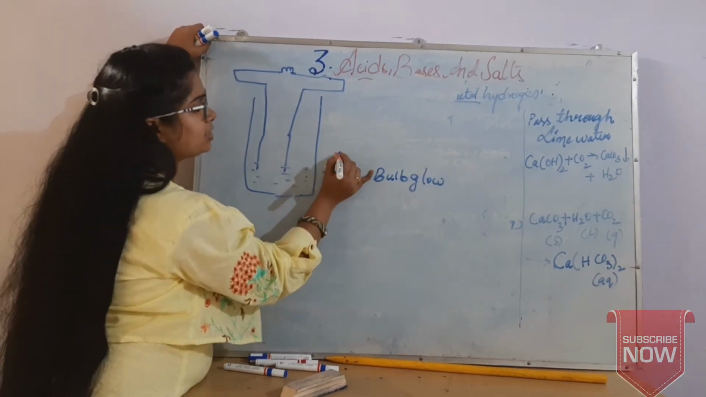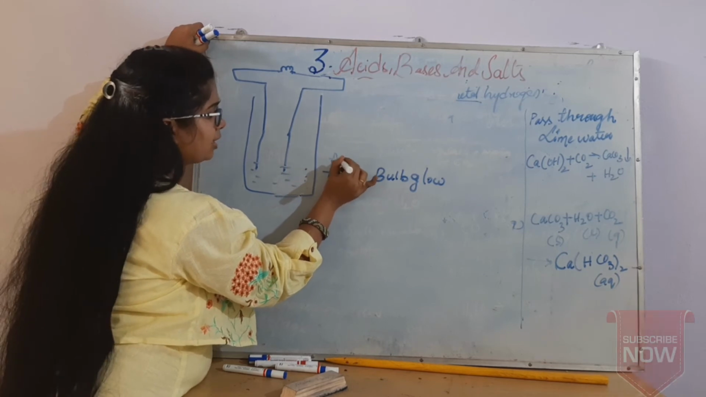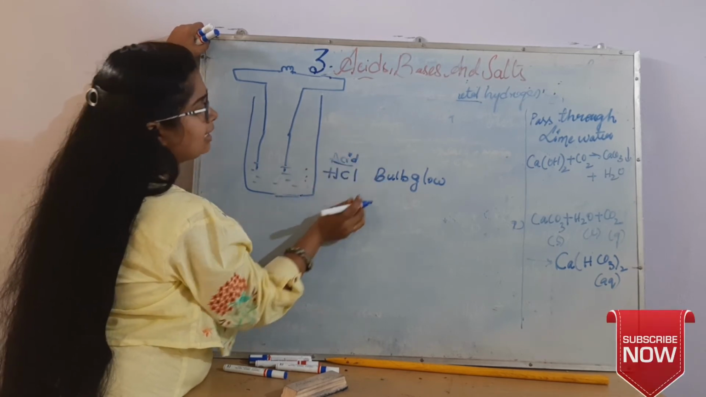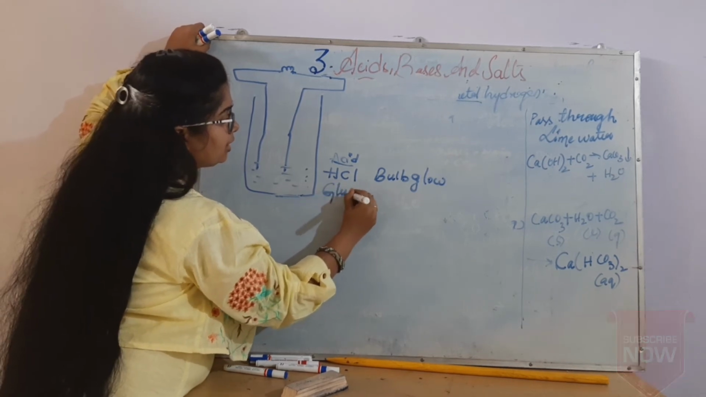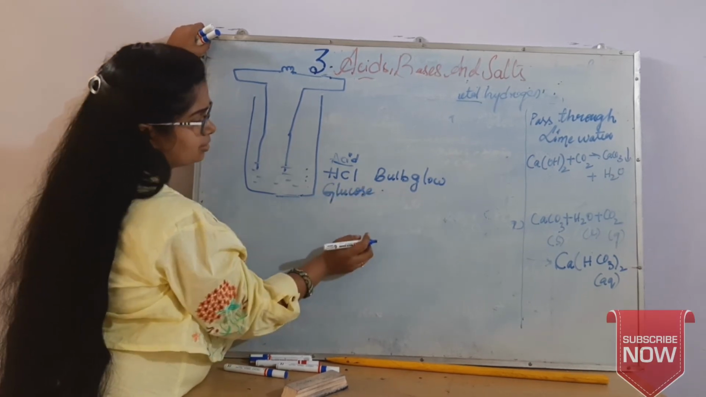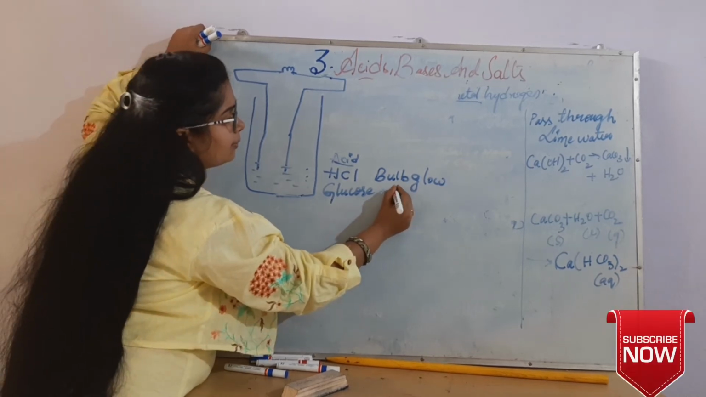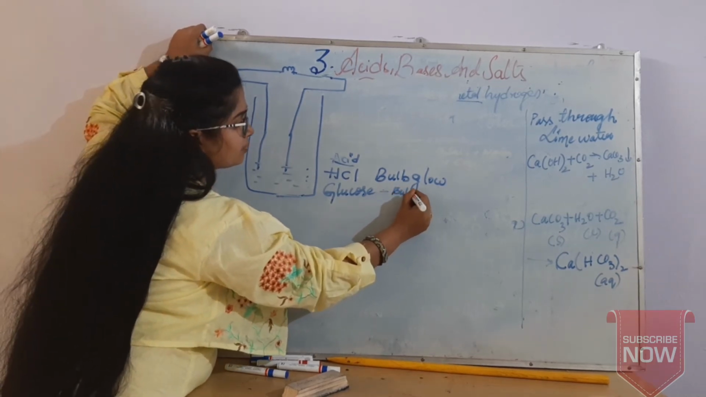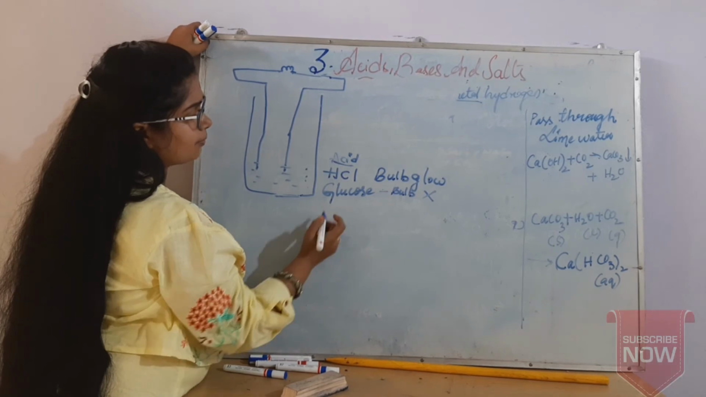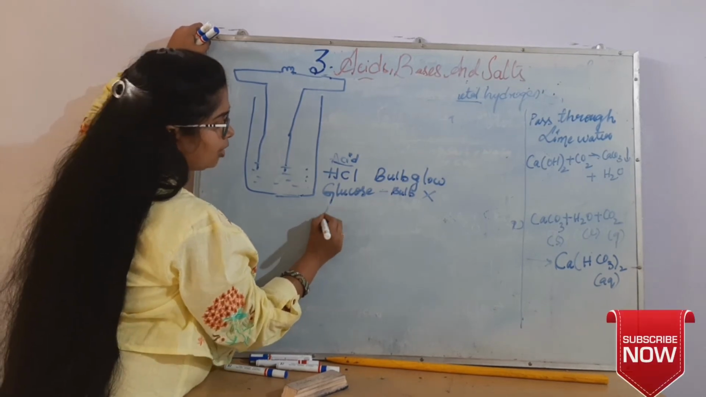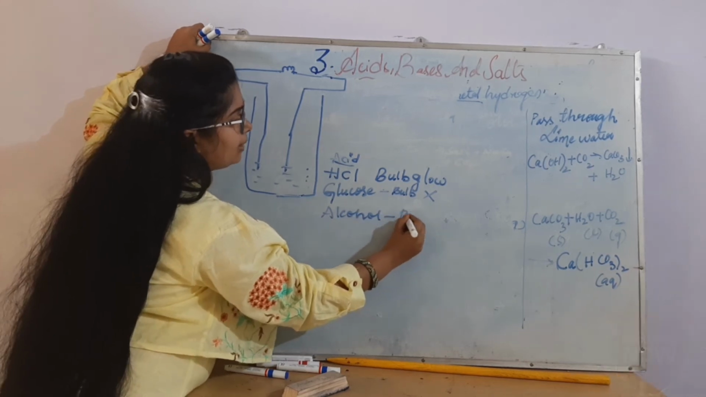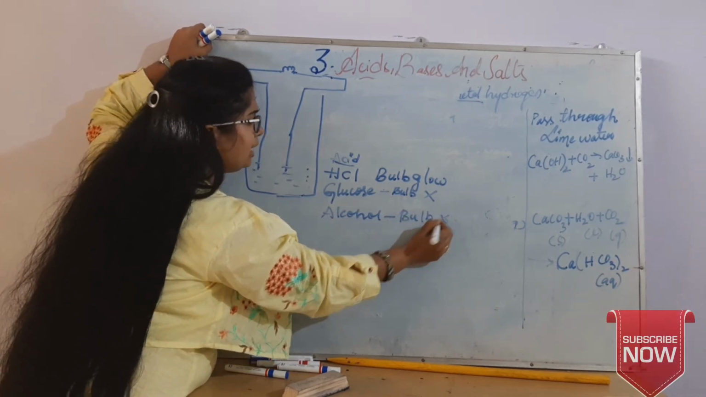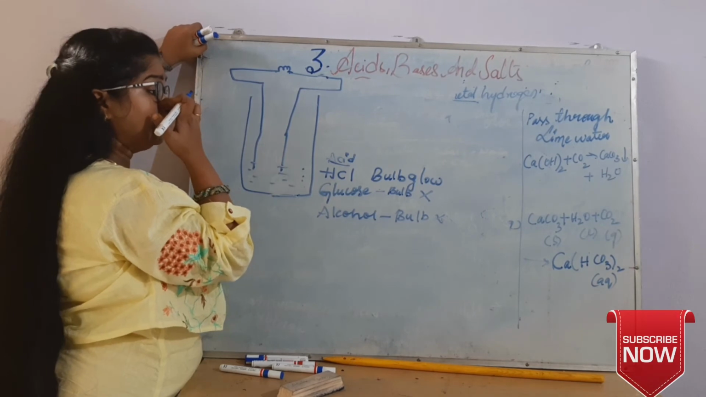Next, any acid, H2SO4, any acid you take. Next, you take glucose. The bulb does not glow. Next, you take alcohol. The bulb does not glow. What does it mean? Why is the bulb not glowing?